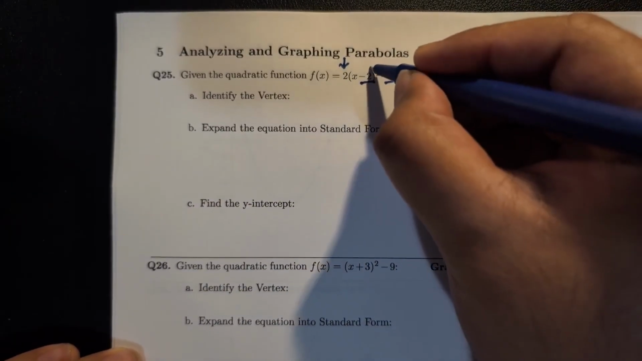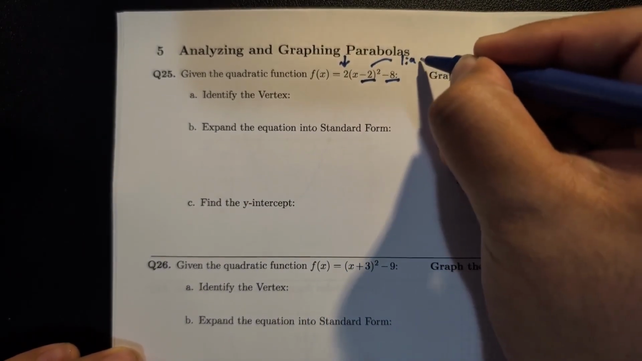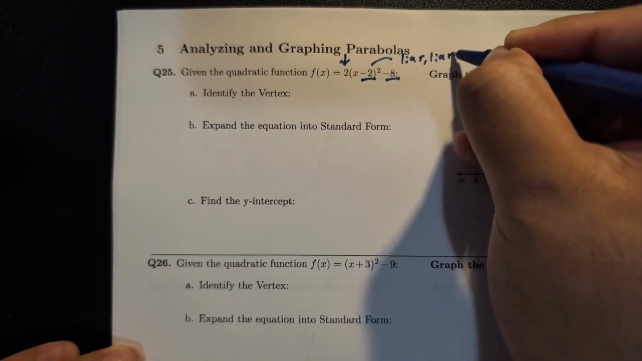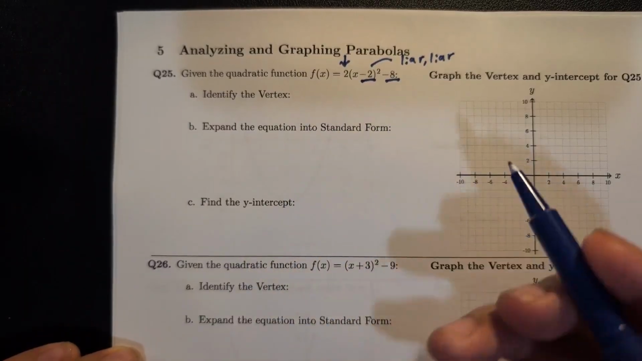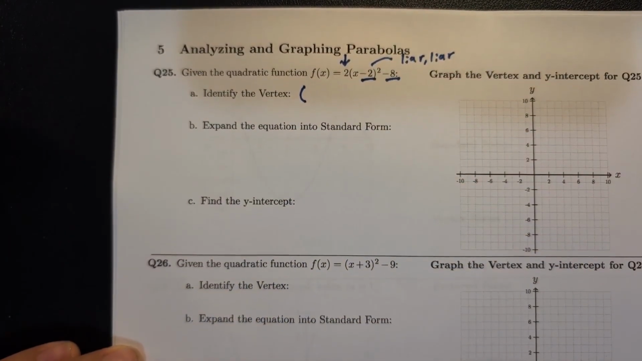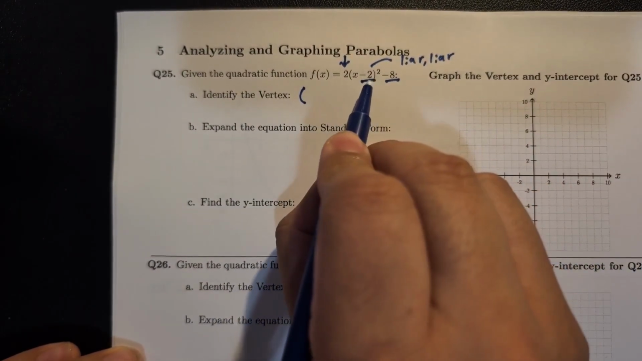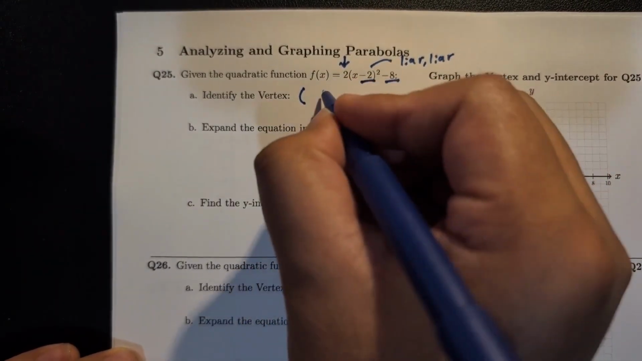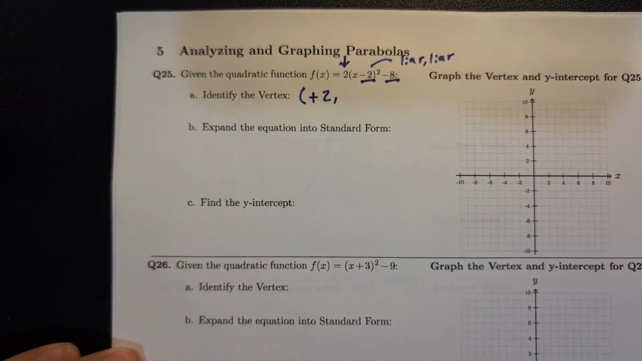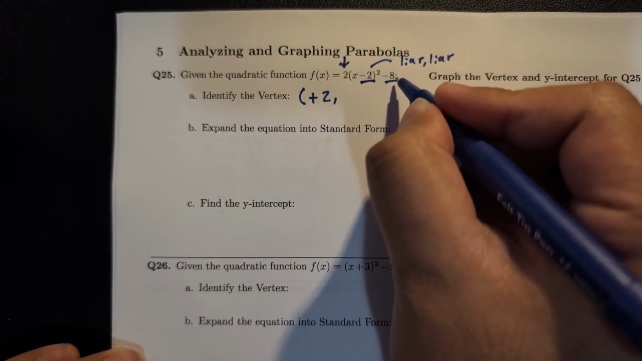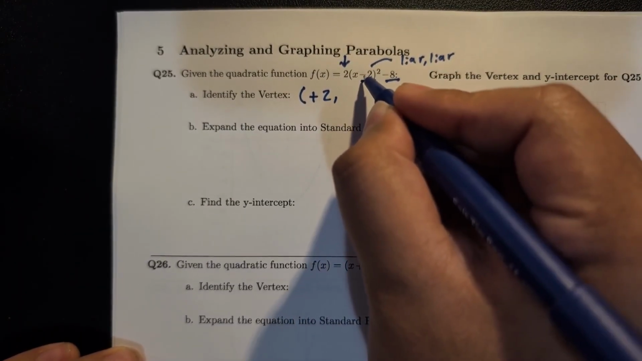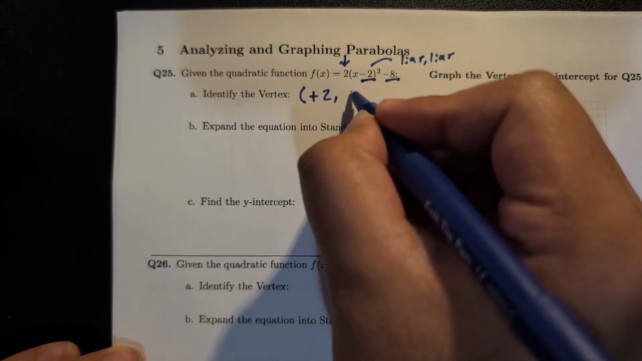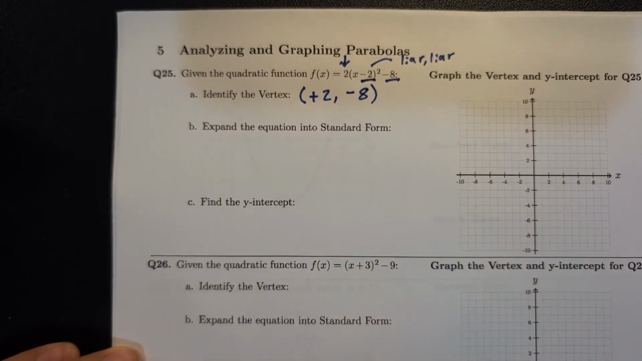Here, this -2. This is a liar. Do not trust it. It is telling you it is a -2. Do not write -2. When you write the vertex, you're going to do the opposite of what the liar is telling you. You can do +2, and then this -8. This -8 is not inside the parentheses. I do not treat it as a liar. You do exactly what it says. 2, -8. That's it.